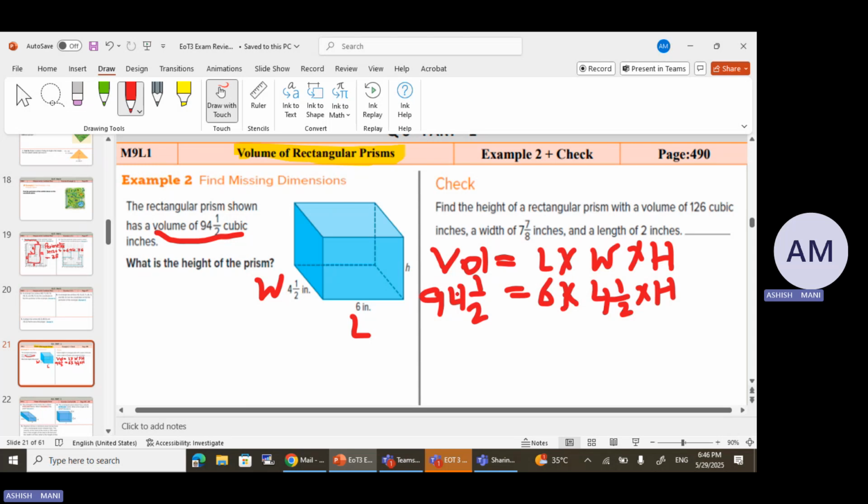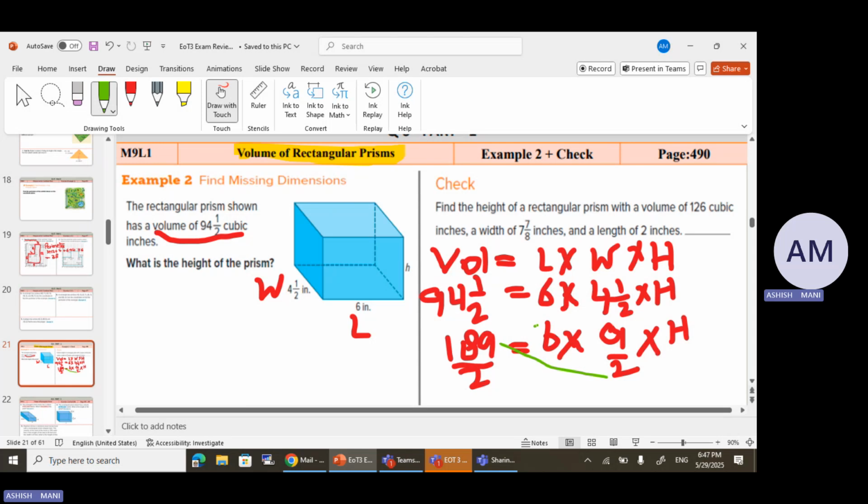So 94 multiplied by 2 is 188, plus 1 is 189, over 2. This equals 6 into, and then convert this mixed fraction again into a fraction, 9/2 into height. Now, here again we will do cross multiplication. This 2 will go up, and 6 and 9 will come down. So it will be 189 multiplied by 2, and in the denominator the 6 and the 9 will come down, equal to height.